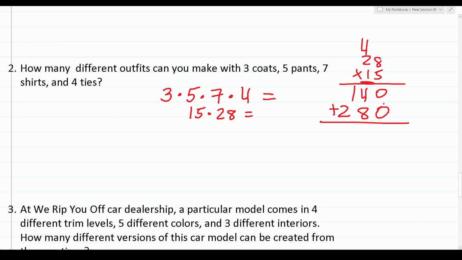Let's add these together. 0 plus 0 is 0. 4 plus 8, that's 8, 9, 10, 11, 12. So we're going to drop down a 2, carry a 1. 1 plus 1 is 2. 2 plus 2 is 4. So given 3 different coats, 5 different pants, 7 different shirts, and 4 different ties, you can make 420 different outfits. All right, so that's that one.